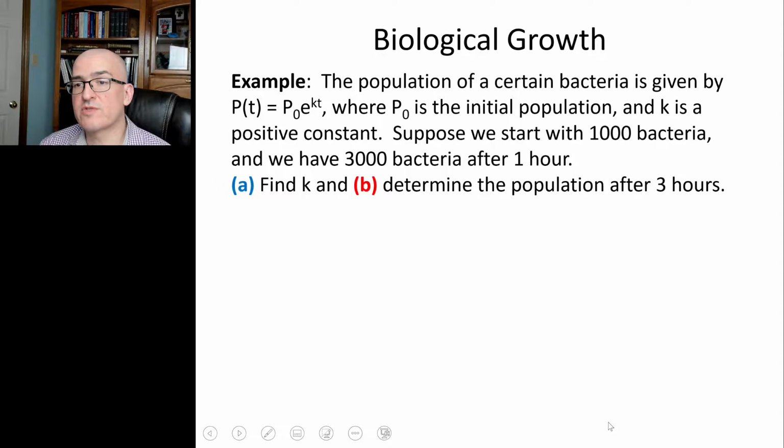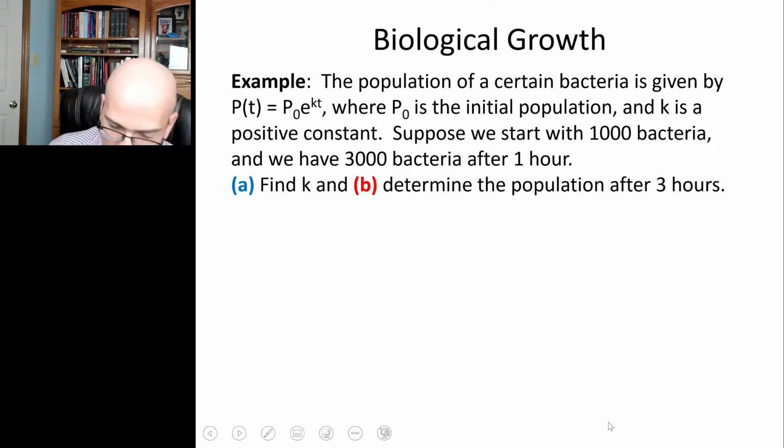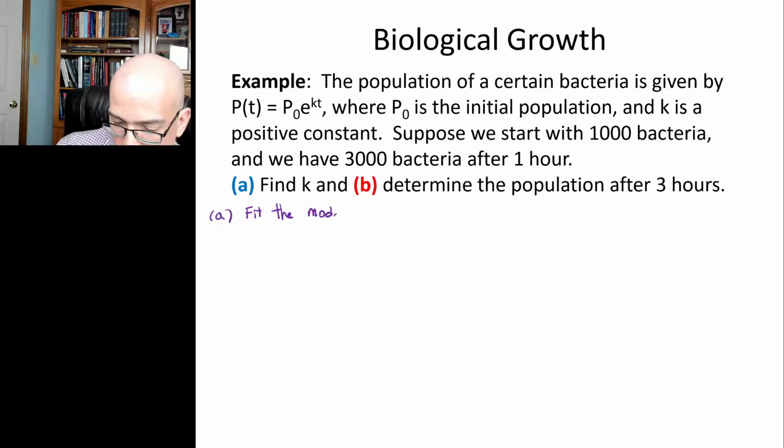It says, suppose that we start with 1,000 bacteria and we have 3,000 bacteria after 1 hour. In part A, it asks us to find k, and in part B, it asks us to find the population after 3 hours. So let's fit the model to the data.